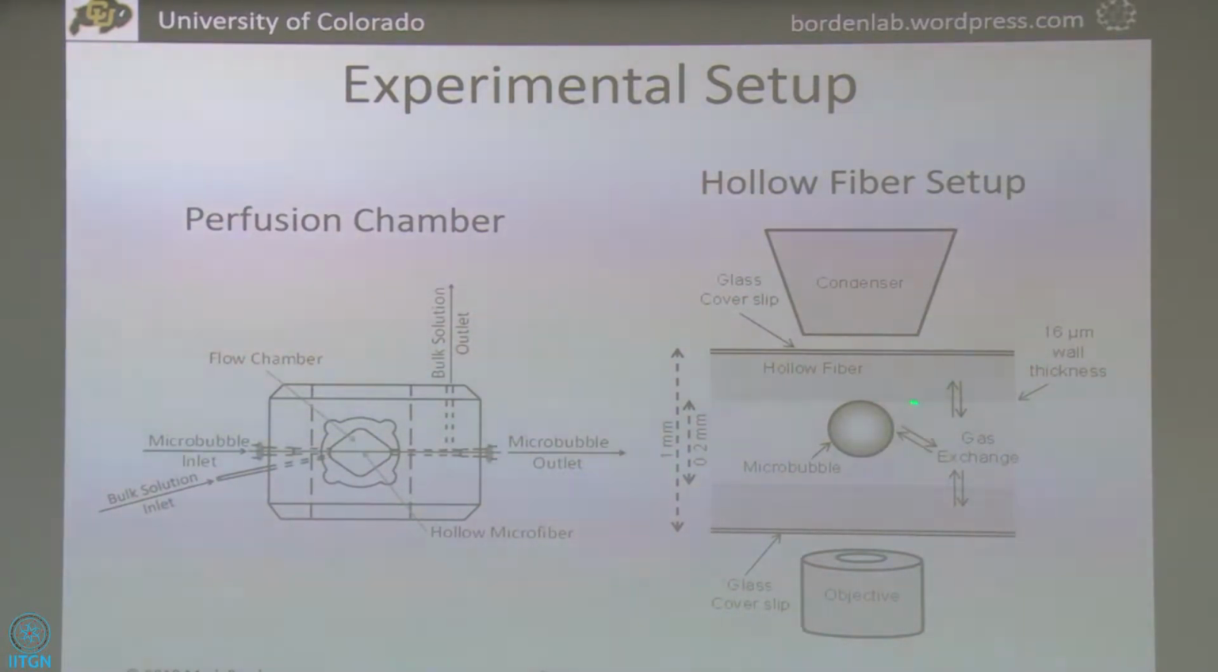This hollow fiber is very permeable to gases. It holds the bubble in place, but it's permeable to gases. I think it has a 16,000 molecular cutoff, or 30,000 molecular cutoff, so it's quite porous. The wall thickness is about 16 microns. And it turns out that, for the most part, we can assume that this is a negligible resistance.